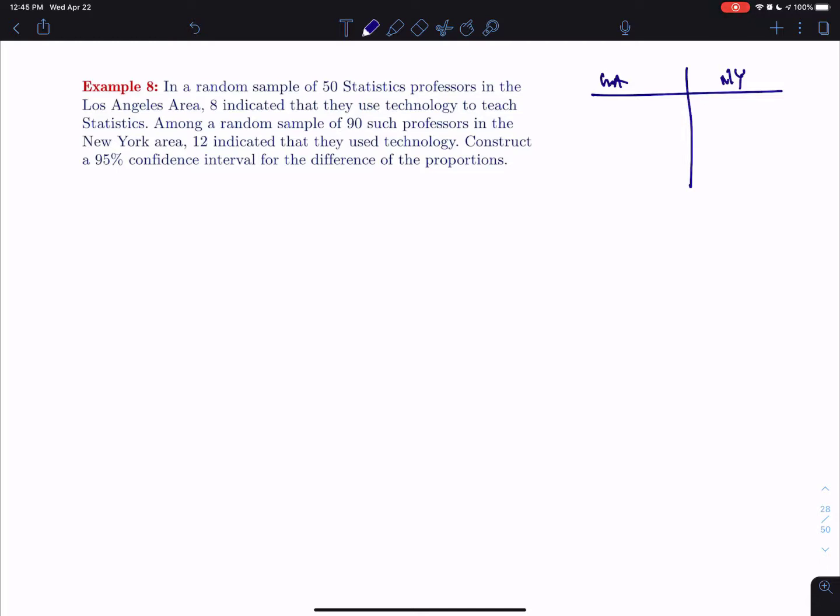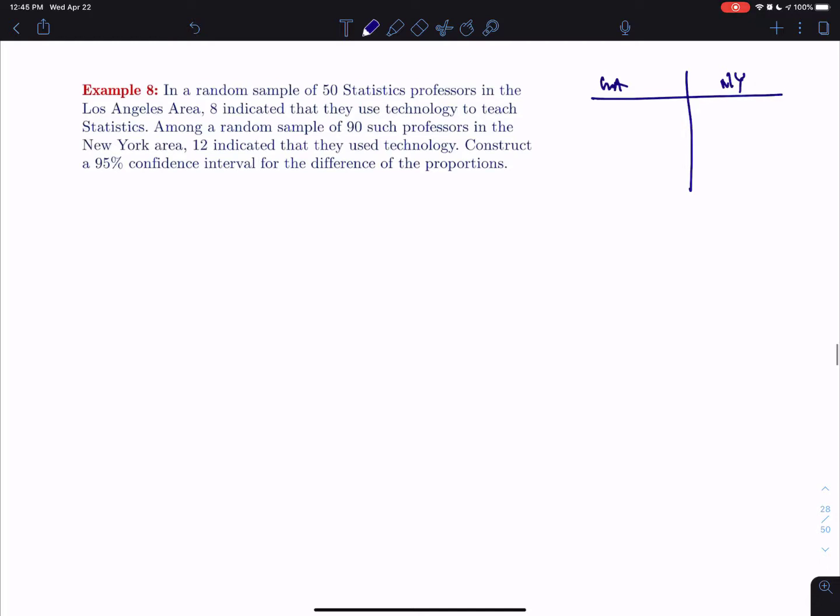Now what's given, it says 50 LA professors, 8 of them use technology, so X1 is 8 and N1 is 50. Remember, X is always the smaller one. And then in New York, it says 90, 12 indicators, so 12 out of 90, so X2 is 12, N2 is 90, pretty straightforward. The sample sizes are given and the confidence level is 95%. At this point, you know that if the confidence level is 95%, the z-score will be 1.96. You could verify this with the Excel command.